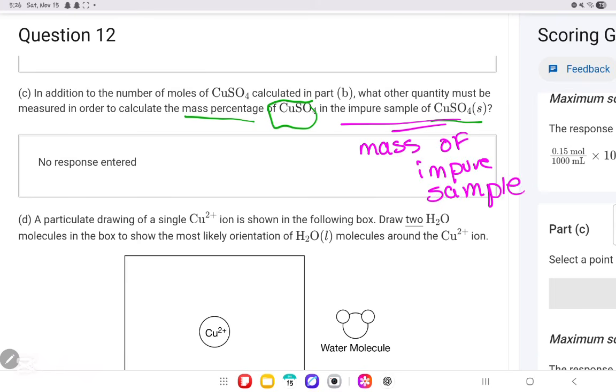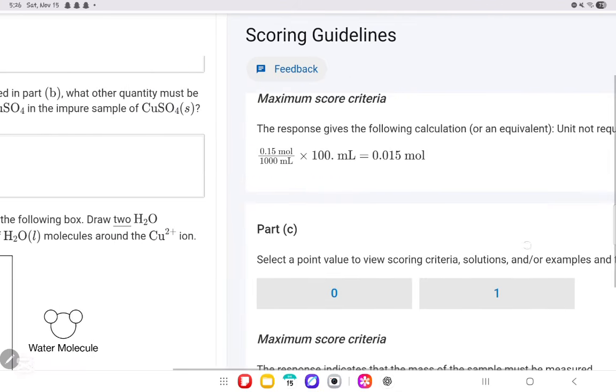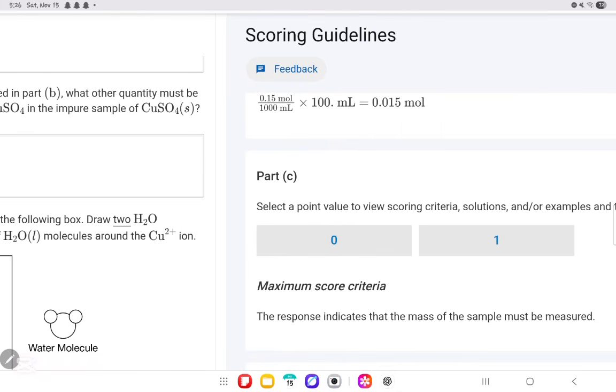Why? Because I already have the number of moles of CuSO4, which is 0.015, right? 0.015 mole. And then I can find the molar mass, and I will multiply it by the molar mass, and I would get my answer, which is the mass of CuSO4, the pure CuSO4. Now, how do I find the mass percentage? It's going to be this mass of CuSO4 over the impure mass times 100. So the only thing left for us to find is the impure mass. So what should we do in this scenario? We should say that the response indicates that the mass of the sample, which is the impure sample, must be measured.